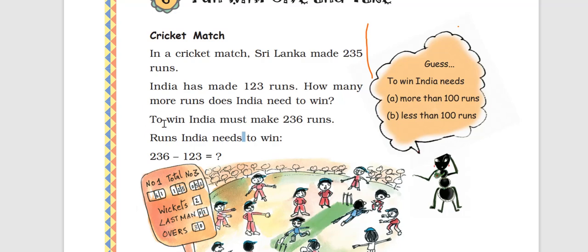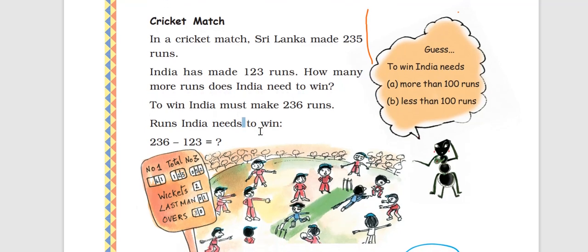We all want India to win. So, let's see how many more runs India needs to win. To win, India must make 236 runs, right? Sri Lanka made 235, so if India makes 235, it ties, and one more run wins the match. So we found our key phrase in this story problem: how many more? So we need to subtract 123, the number of runs that India has already made, from 236, which is the number of runs that India needs to win.